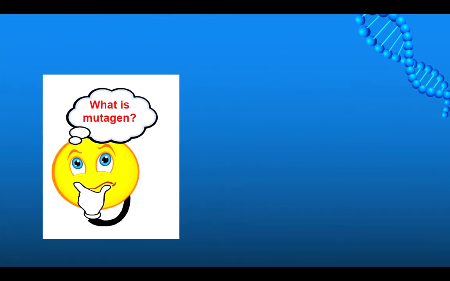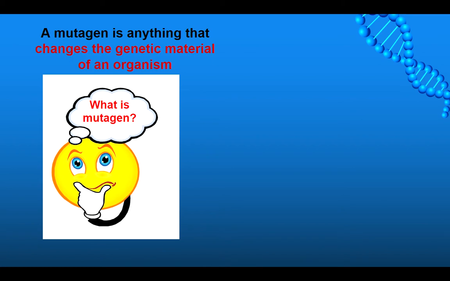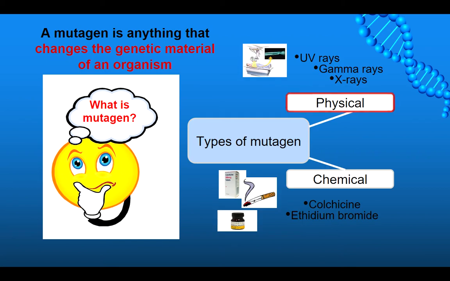What is mutagen? A mutagen is anything that changes the genetic material of an organism. There are 2 types of mutagen. Physical mutagens such as UV rays, X-rays and gamma rays, while chemical mutagens include colchicine and ethidium bromide. The sources of mutagen can be from sunlight, medical apparatus, food and preservatives, and also from cosmetics and cleaning products.